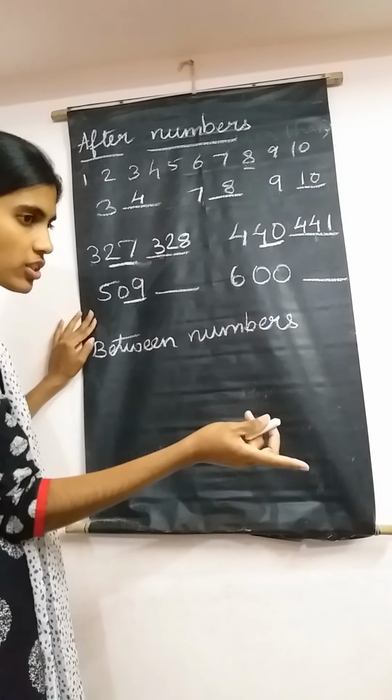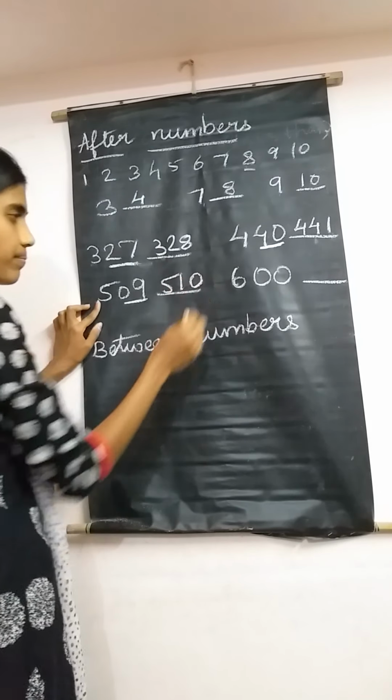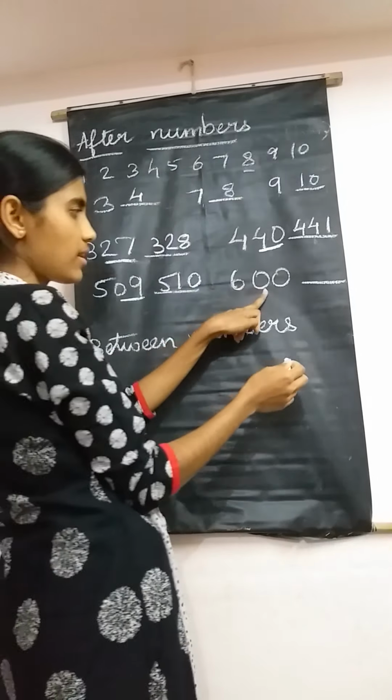9 afterwards what, children? 10. So it is 510. Now 600 is here, underline, 0 afterwards what, children? 1. Yes, after 0, 1 starts. So 601. Did you understand the after numbers? Did you understand the before numbers?